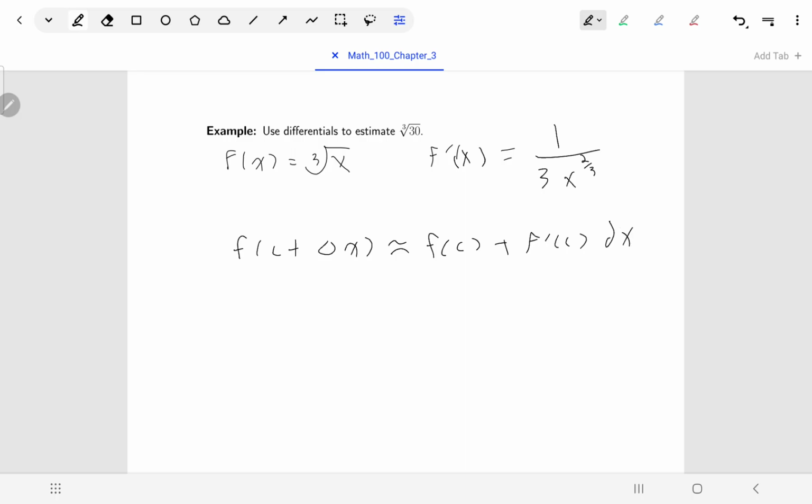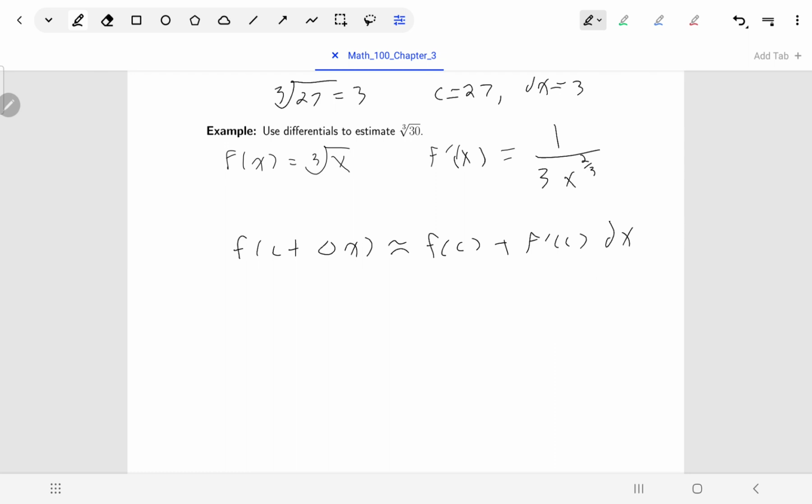So here I need to think about where my c is, where I'm going to start, and how much of a change dx is. I think about what I can find the cube root of, and I know the cube root of 27 is 3. That's an easy one for me to calculate. So I'm thinking of c, my starting value, as being 27. And to get to 30, you would have to increase by 3. So in other words, dx would have to be 3. Picking 27 as my starting point means dx is 3.